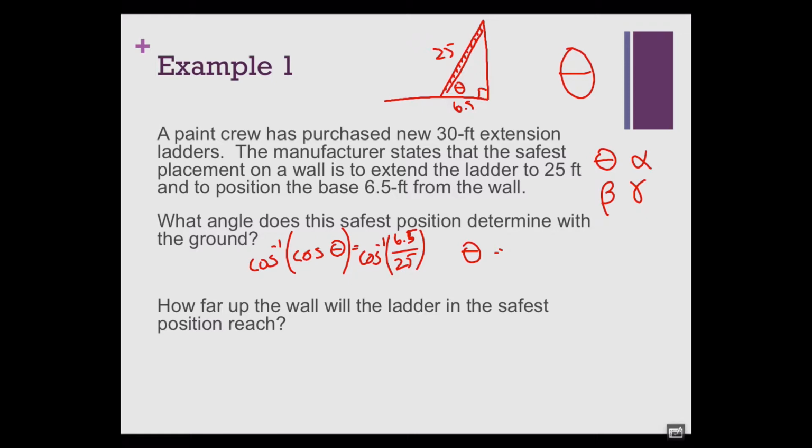All right, I took the inverse cosine of 6.5 over 25. Good. Plug that in your calculator, grind it out. You said 74.93 degrees. Well done. Okay, any problems? Beautiful. Just for giggles, how big is that angle? Let's call that alpha.